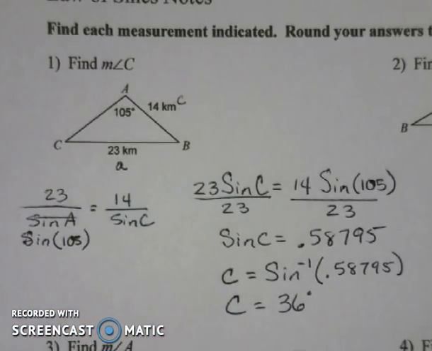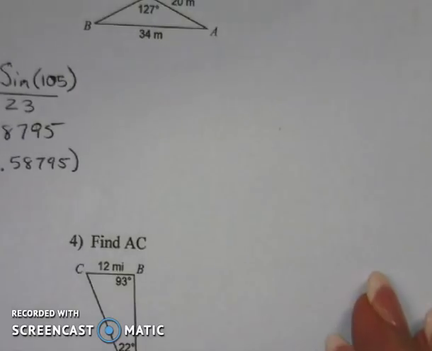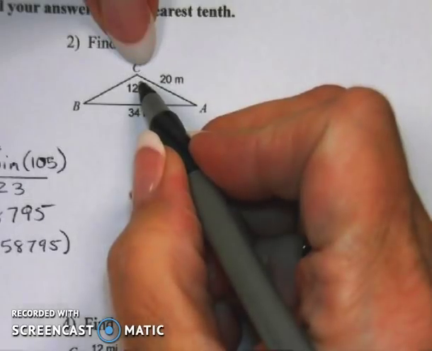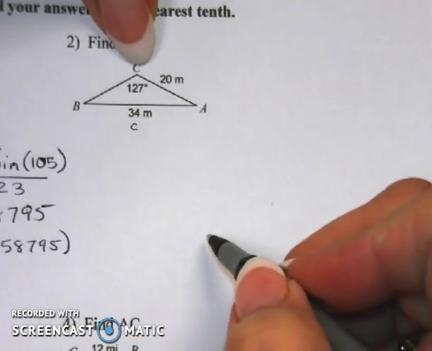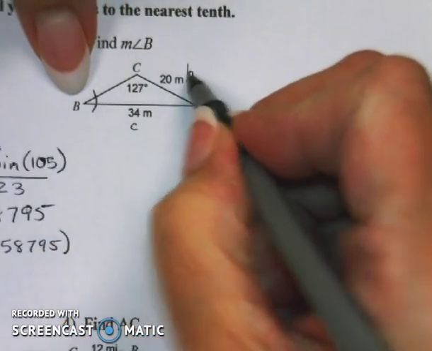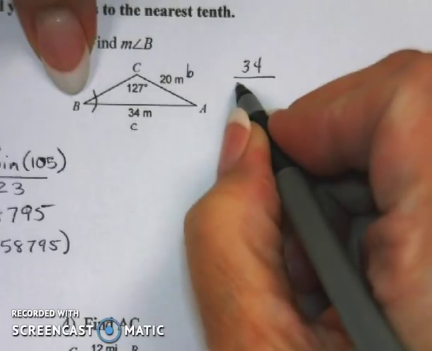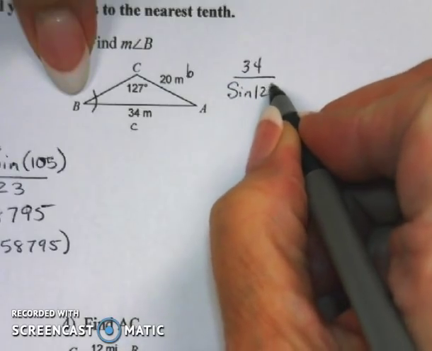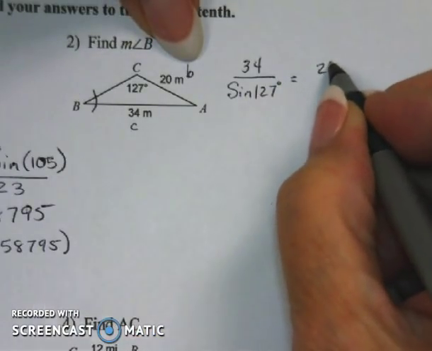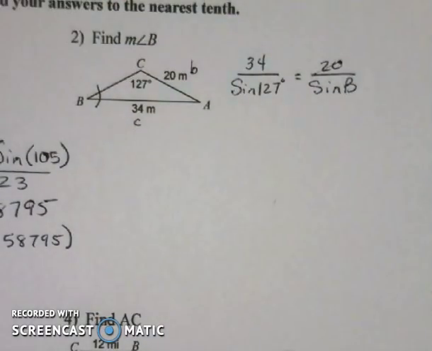I'm going to do that on all of these problems. Let's see if we can go just a little bit faster so that we can get through all 6 of these. Again, I'm going to look at my problem. Here's angle C, so across from that is side C. Here's angle B, which is what I have to find, and across from it is side B. So 34, side C, over the sine of 127, the angle, is equal to side B, which is 20, over the sine of angle B.